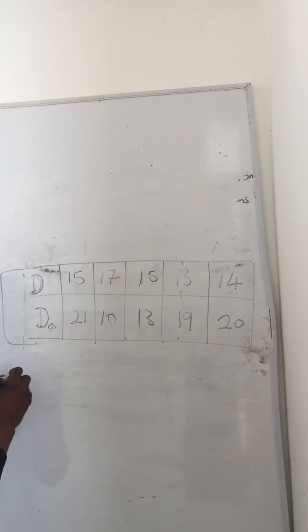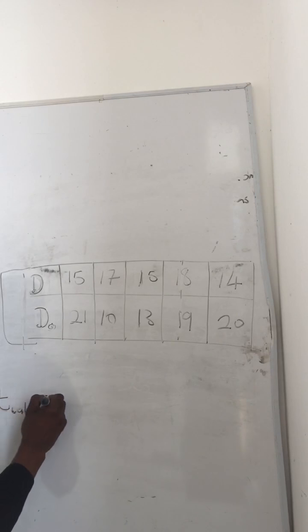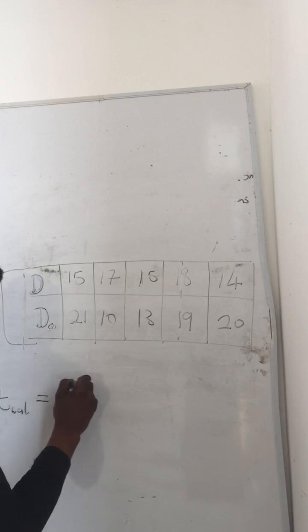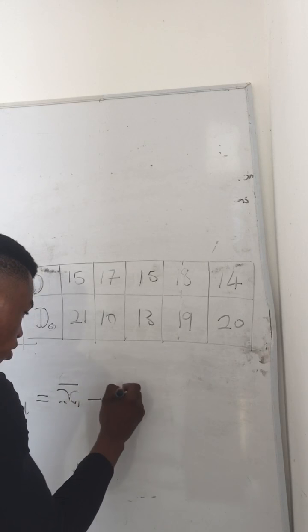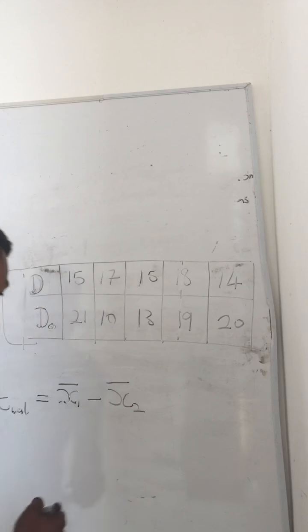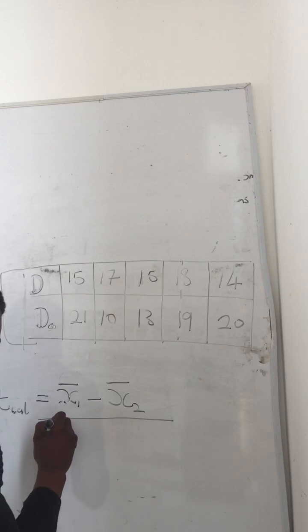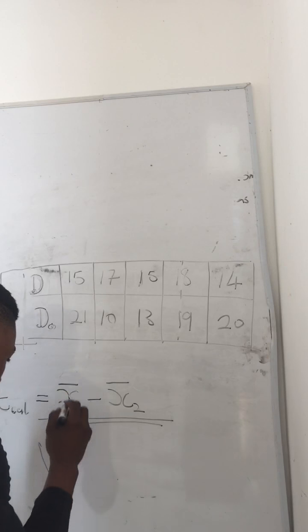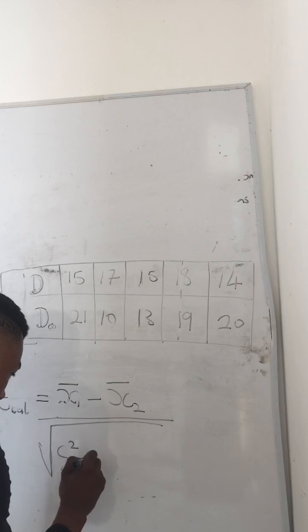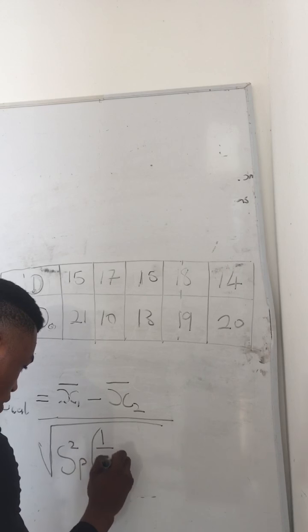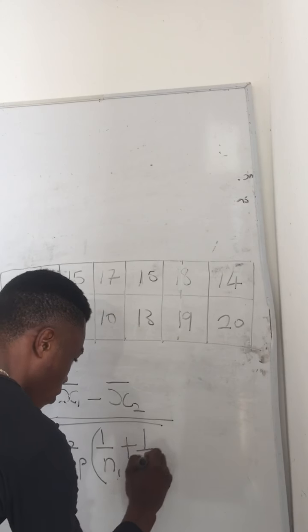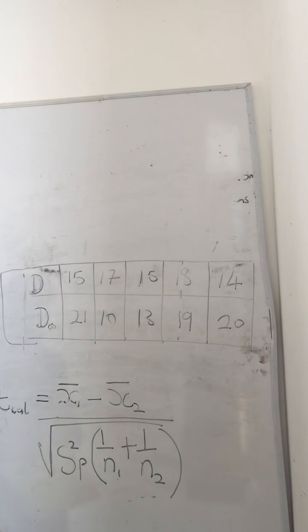Alright. So we have T, which is the test value that we are calculating. The test value calculated is equal to the mean of the first sample minus the mean of the second sample, divided by the square root of the pooled variance multiplied by 1 over n1 plus 1 over n2. Okay, so we use this formula when we have two samples given.